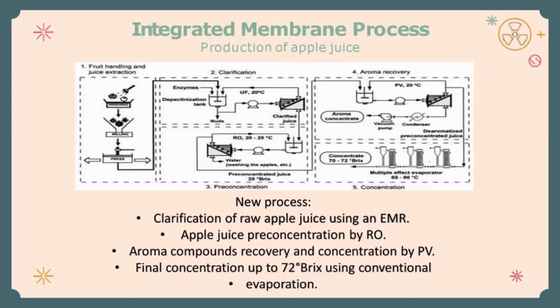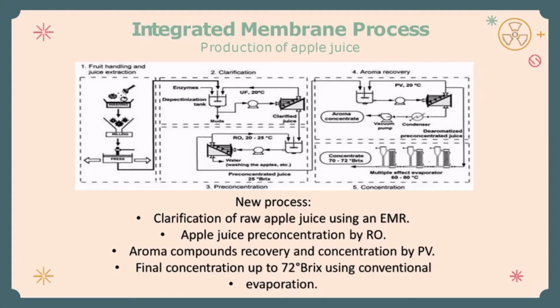In order to avoid some of the problems of conventional apple juice processing methods, the integrated membrane process was introduced. The new process involves new operations, which are the clarification of raw apple juice using an EMR, where EMR stands for Enzyme Membrane Reactor. The next is the apple juice pre-concentration by the RO, which stands for reverse osmosis. The next operation is the aroma compounds recovery and concentration by the PV, which stands for pervaporation. And the last one is the final concentration up to 70 degree Brix using conventional evaporation.